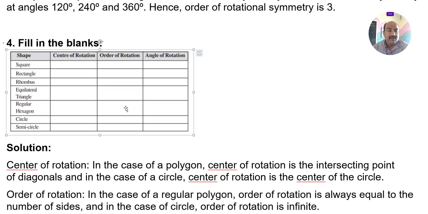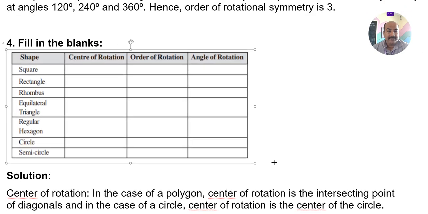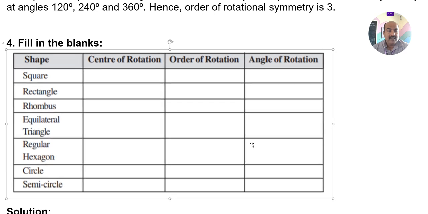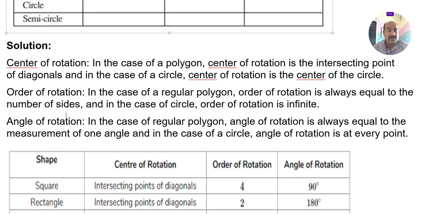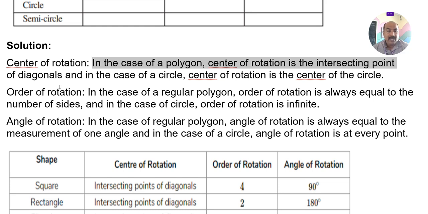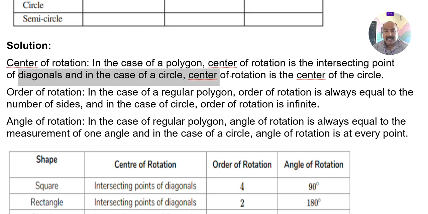Fourth one, fill in the blanks. The shapes are: square, rectangle, rhombus, equilateral triangle, regular hexagon, circle, semicircle, with columns for center of rotation, order of rotation, angle of rotation. Solution. Center of rotation: in the case of a polygon, the center of rotation is the intersecting point of the diagonals, and in the case of a circle, the center of rotation is the center of the circle.